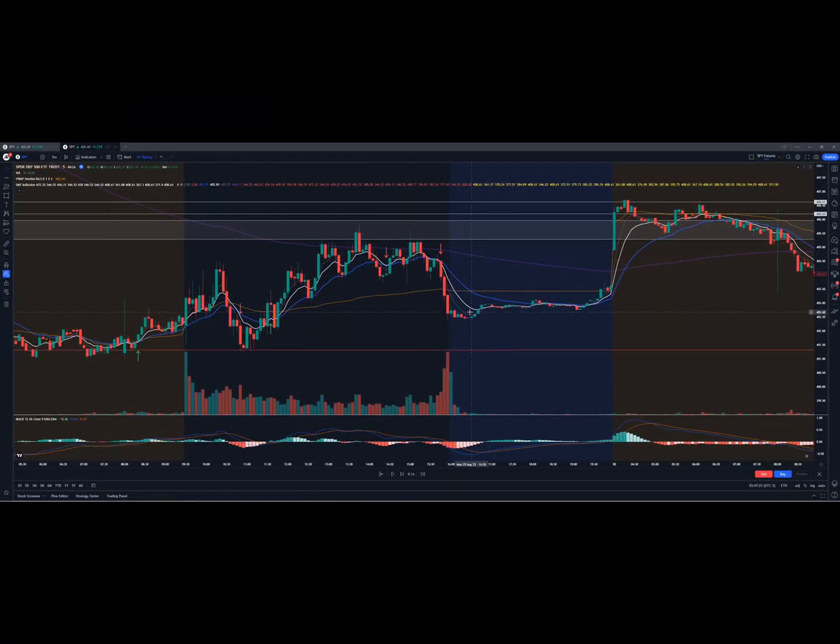So the final pattern that we're going to be talking about is the cup and handle pattern. The cup and handle pattern is a bullish pattern that we look for continued upside. Now this is definitely one of the rarer patterns. I mean, I had to scroll pretty far back to find this.